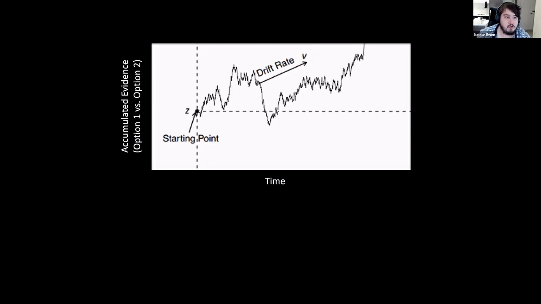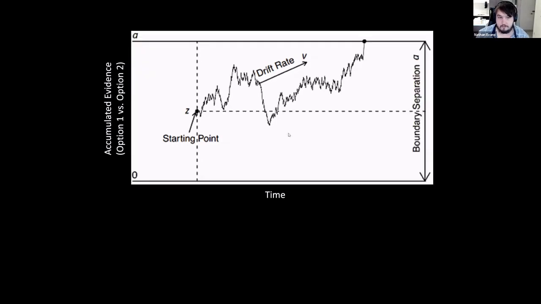So bias you may have to one option or another, right? Maybe because of past experience, you prefer option 1 generally to option 2. And so you have some bias towards option 1. But in this case, because it starts on the equal line, it's unbiased. So two parameters so far: the drift rate, kind of the driving force of the decision-making process, and Z, the starting point. Then we have A, and 0 on the other end.